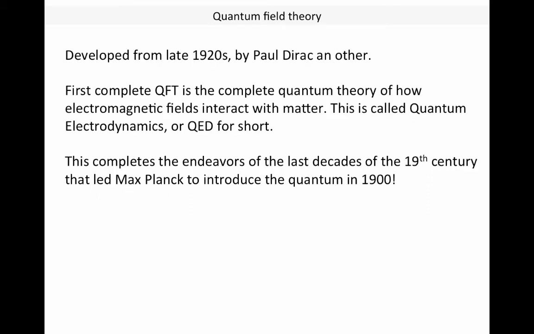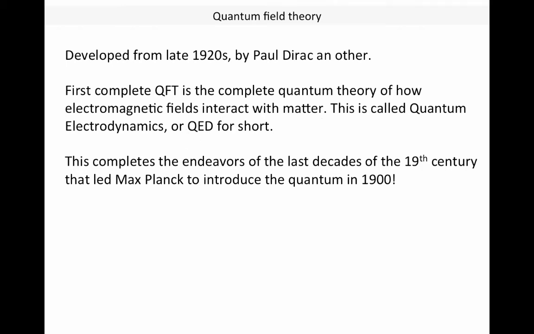Now, quantum field theory began to be developed pretty soon after quantum mechanics was in place in the late 1920s, led by Paul Dirac, who also came up with the notion of antiparticles. Antiparticles, incidentally, were discovered first in the 1930s. The first complete quantum field theory to be developed was the theory of how electromagnetic fields interact with matter, which essentially boils down to how electrons interact with photons. This theory is called quantum electrodynamics, which is usually shortened to QED.